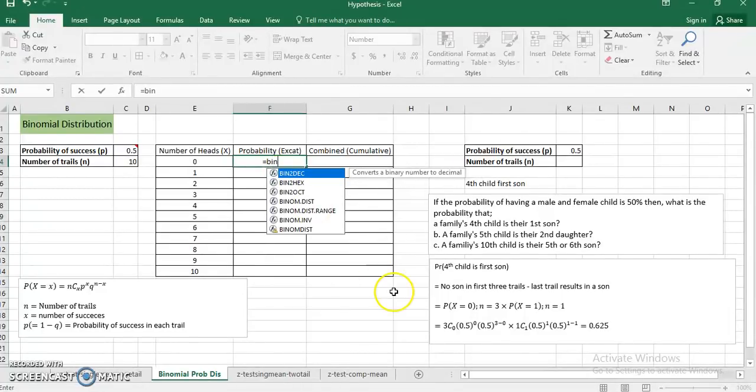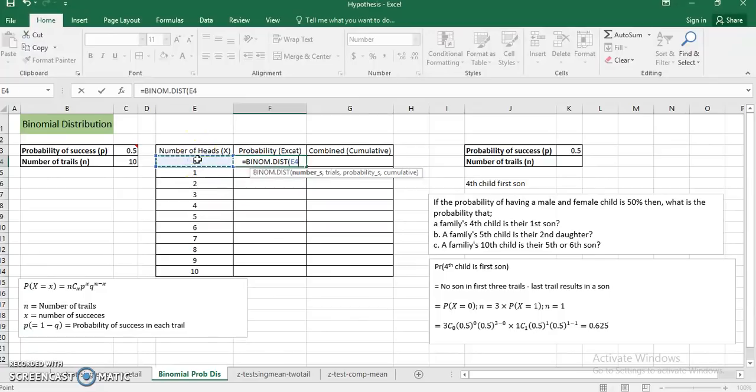I straight away type my Excel function BINOM.DIST. I scroll down to the function, press my tab key. It gets highlighted. It first asks for the number of successes. So I'm interested in 0 successes in this case. Second, it asks for trials. So my trials are 10 in this particular case here.